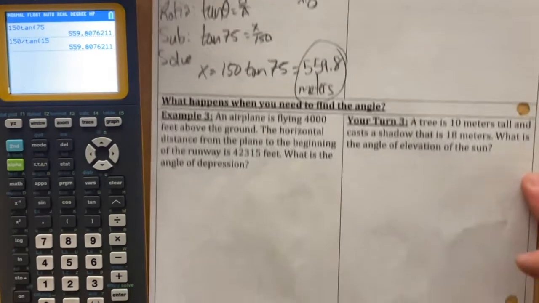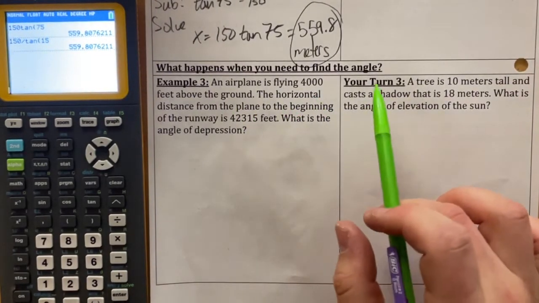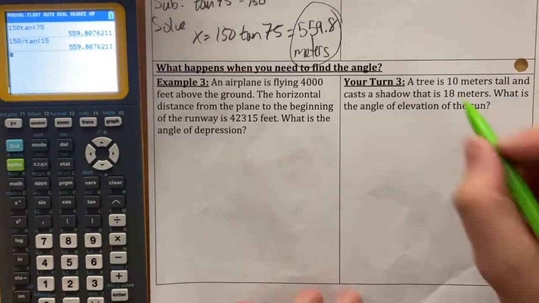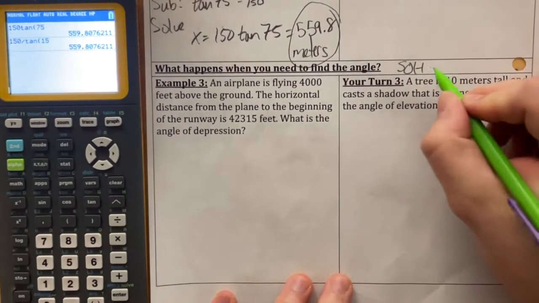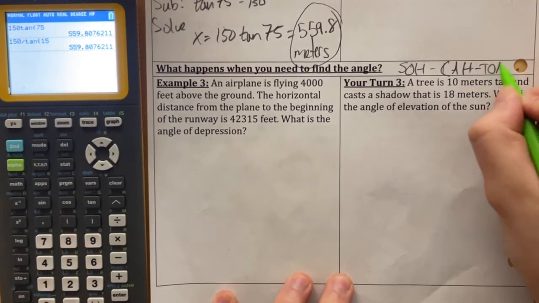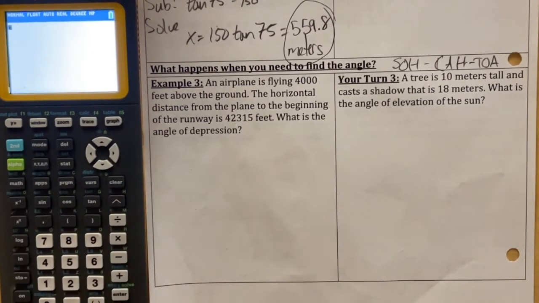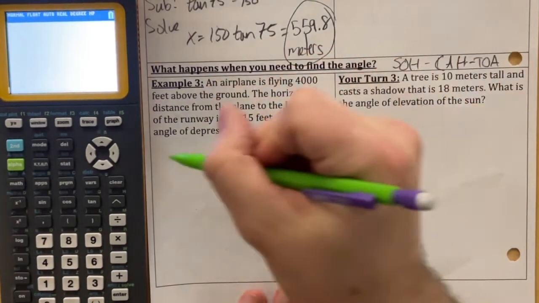And then lastly, the very last problem at the bottom here, this is what happens when we need to find the angle. So let me write here as well, so that we don't forget our wonderful trig identities. You can tell, I always have those next to me. It says an airplane is flying at 4,000 feet above the ground. The horizontal distance from the plane to the beginning of the runway is 42,315. So let's figure out what this angle is.